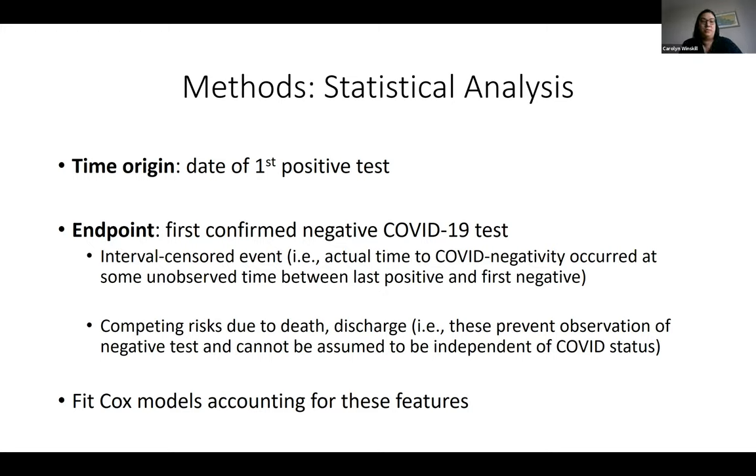So our event of interest was the time to first confirmed negative COVID-19 test. So this is a survival analysis. And we treated this as an interval censored event because the actual time that a person became COVID-19 negative didn't happen the day they tested negative, but some unobserved time between the date of their last positive test and their first negative test. But there's also competing risks due to death and discharge. So people that were still COVID-19 positive at the time that they died or were discharged, meaning that we couldn't observe them anymore for our data set. This prevented observation of COVID-19 negativity. So our goal was to fit Cox models that accounted for these features.